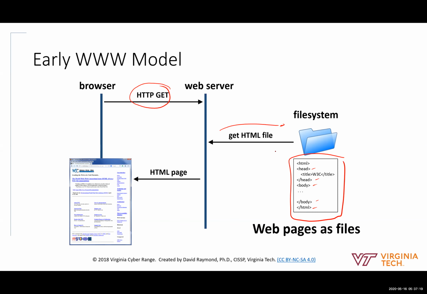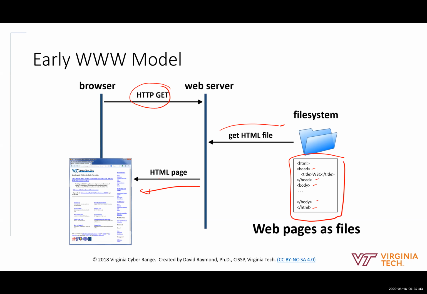So that's sitting in the file system, and the web server is going to grab that file off the file system and send it back to the web browser, and the web browser is going to display it in the browser. Okay, so that was the early web model where web pages were essentially files in a file system on the web server. So that system was not very vulnerable to malicious people doing malicious things on the internet.